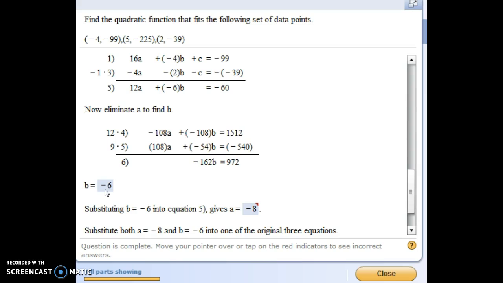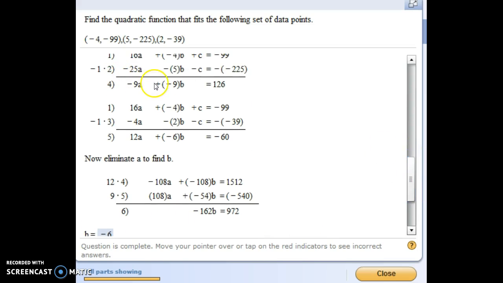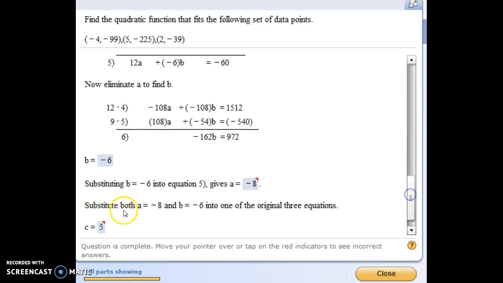And since we know what b is, we can plug that value in to either one of these equations because they just have an a and a b, these two equations we found. So if we know what b is, we can plug that back in and we'll be able to solve for what a is.